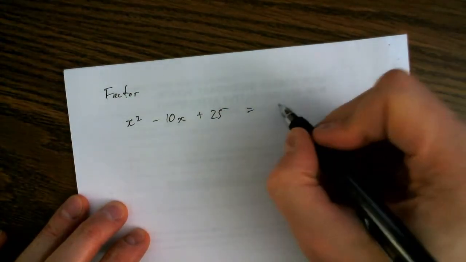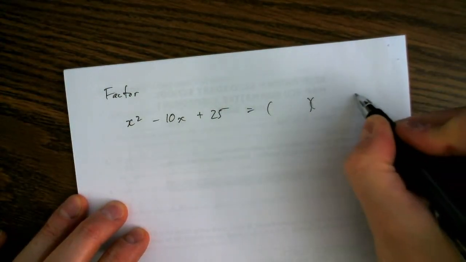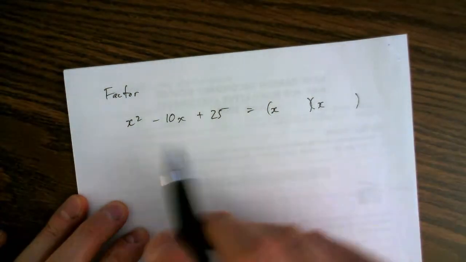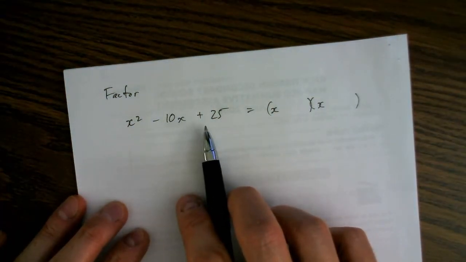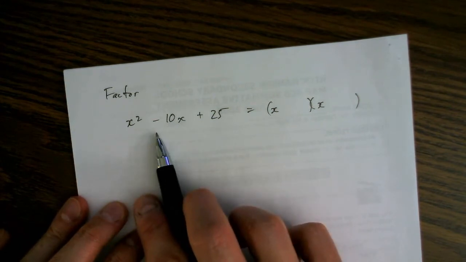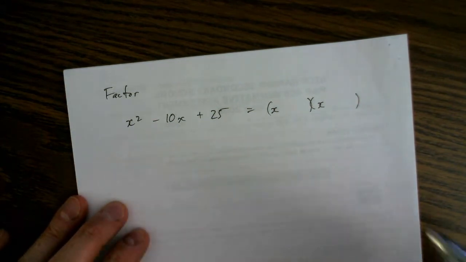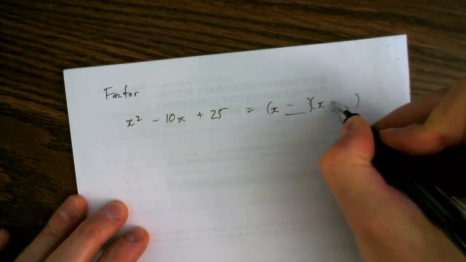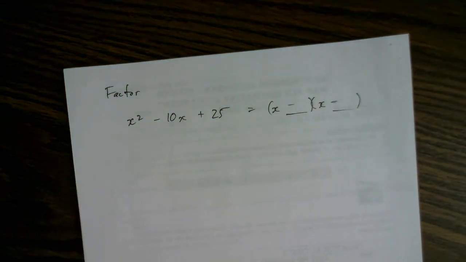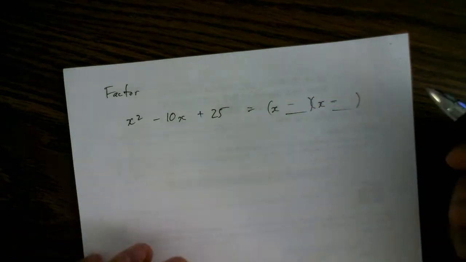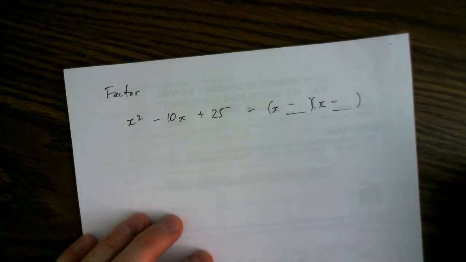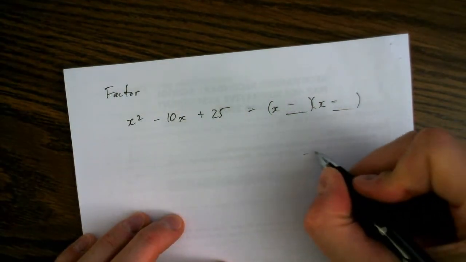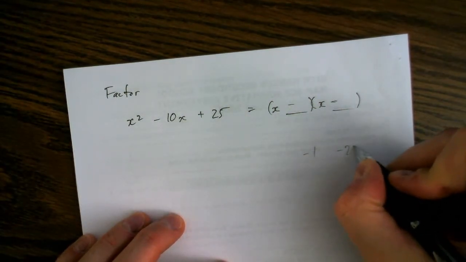Okay, so the two numbers we're looking for to factor this, they multiply to positive 25 and they add to negative 10. That tells me that both of them are going to be negative. So there's going to be a negative sign here. So I'm only going to consider the negative pairs of numbers. So to get 25, you could do negative 1 and negative 25.